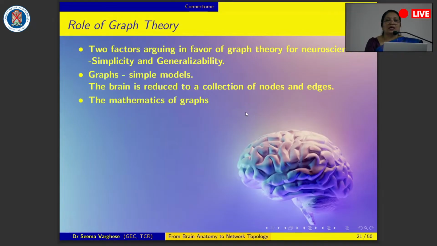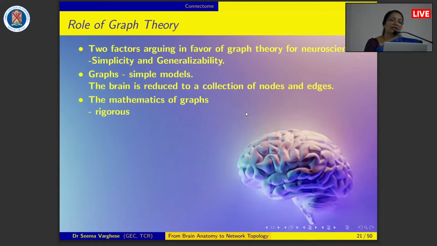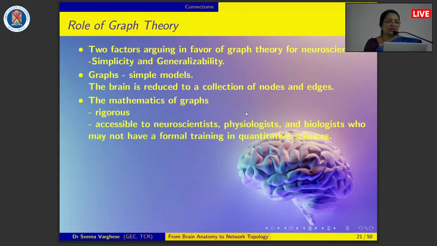Now why you can use graph theory here is because graphs are simple models that anyone can understand. Even neurologists or biotechnologists, people who don't have any rigorous training in our area, can also understand graph theory. So that is one important advantage of graph theory.